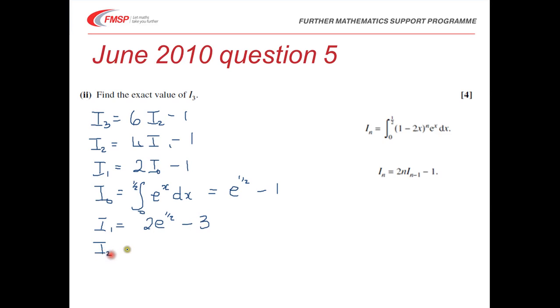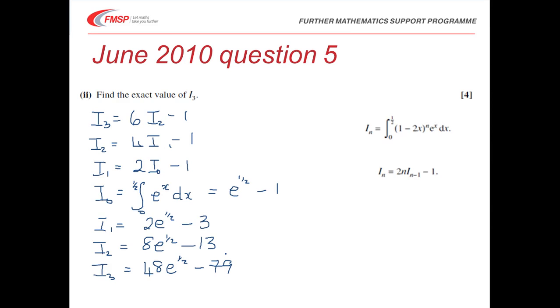and then continuing to work backwards, I of 2 will be 4 lots of that, so 8e to the half minus 12, take away another 1, so 8e to the half minus 13. And then I of 3, which is what we want to find, is 6 I of 2, so 48e to the half, minus 6 lots of 13, which is 78, take away another 1, is 79. So we now have the exact value of I of 3.